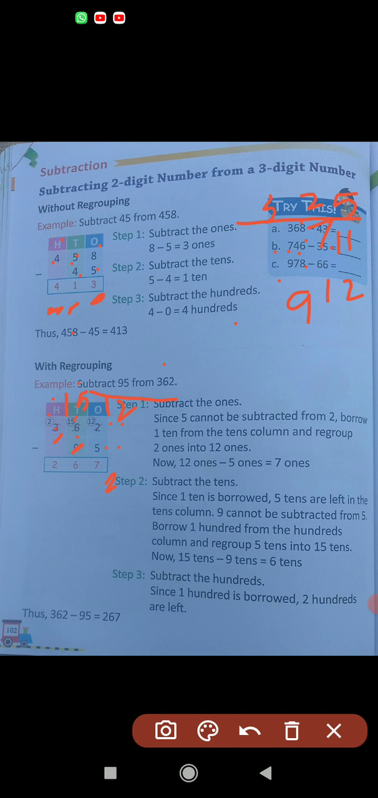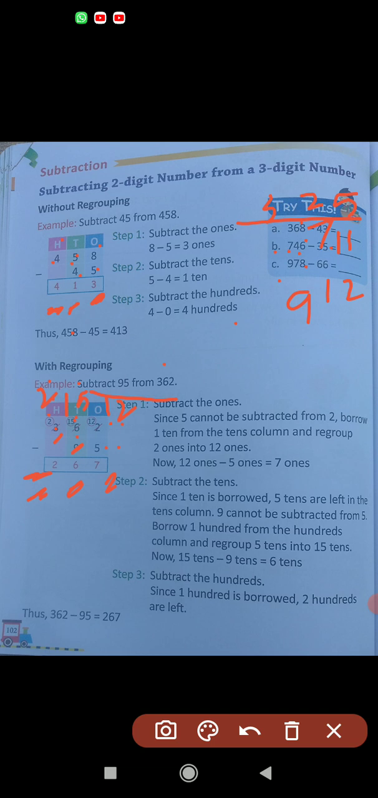Okay. So 15 minus 9. Can we subtract? Yes. We can subtract 9 from 15. 15 minus 9 is equal to 6. And there is 2 number remaining, because we have taken one borrow from 3, so 3 converted into 2. 2 is alone, so we take 2 directly in 100th place column. The number will be 267. 362 minus 95 is equal to 267.